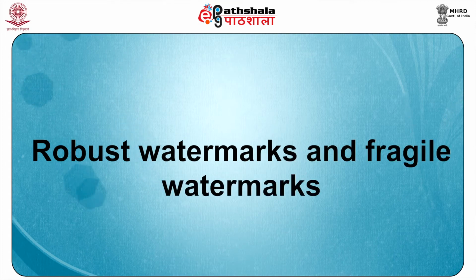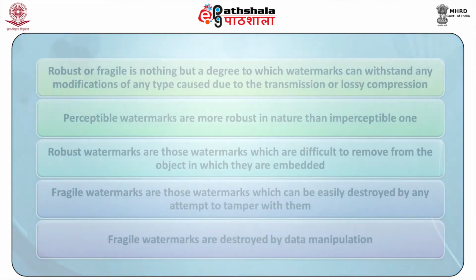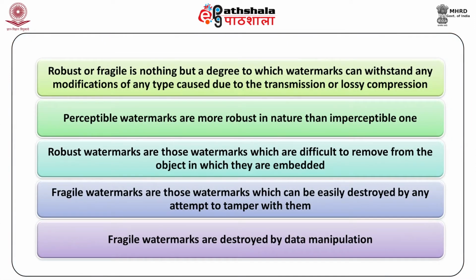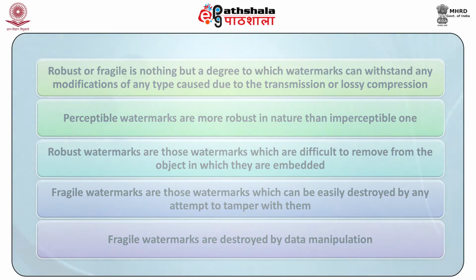Now the next is robust watermarks and fragile watermarks. Robust or fragile is nothing but the degree to which watermarks can withstand any modifications of any type caused due to transmission or lossy compression. Perceptible watermarks are more robust in nature than imperceptible ones. Robust watermarks are those watermarks which are difficult to remove from the object in which they are embedded. Fragile watermarks are those watermarks which can be easily destroyed by any attempt to tamper with them. Fragile watermarks are destroyed by data manipulation.